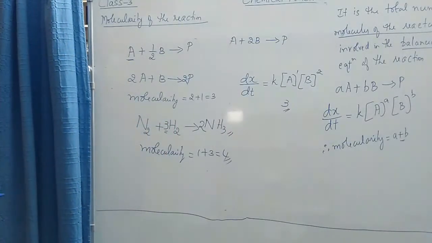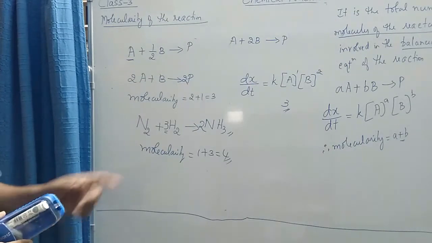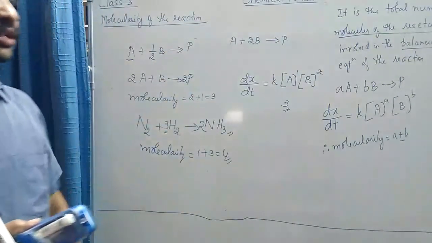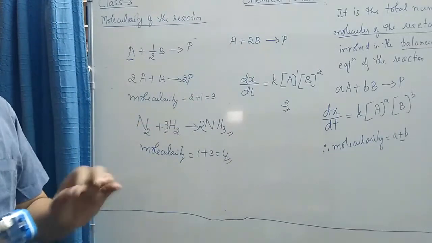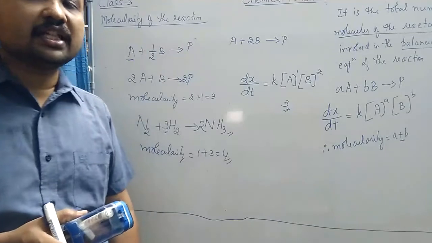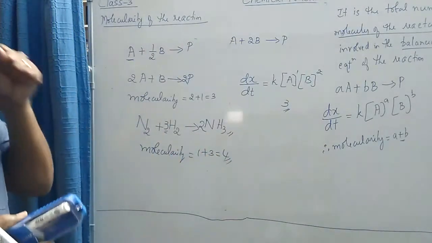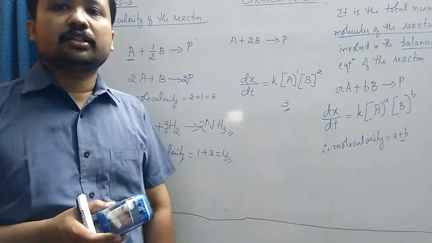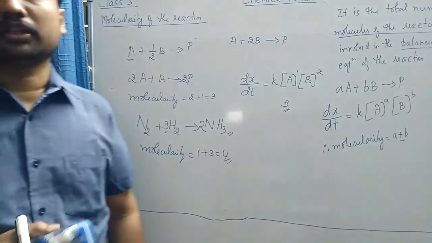So this is the definition of molecularity of the reaction. And if you carefully look at all these examples that I have given here, the molecularity of the reaction is always a whole number. It is always an integer greater than 0. Okay, you cannot have a reaction with zero molecularity.